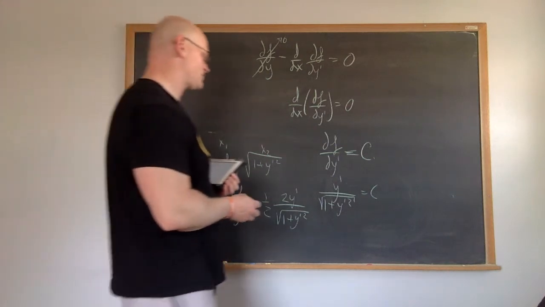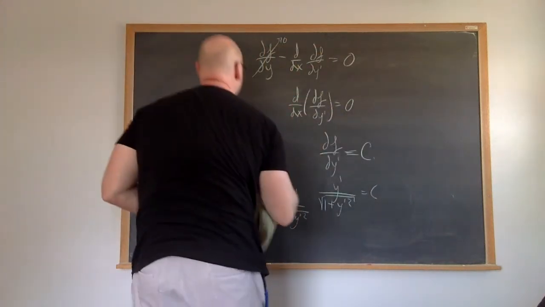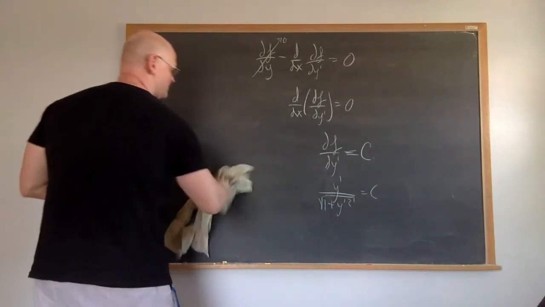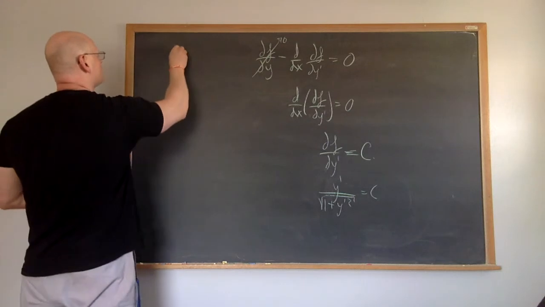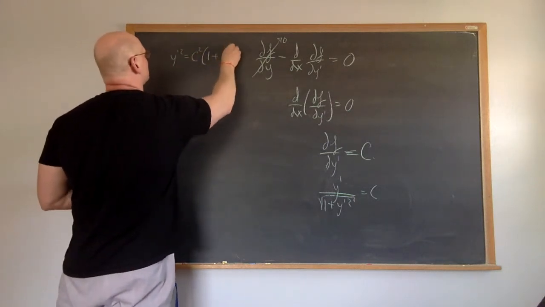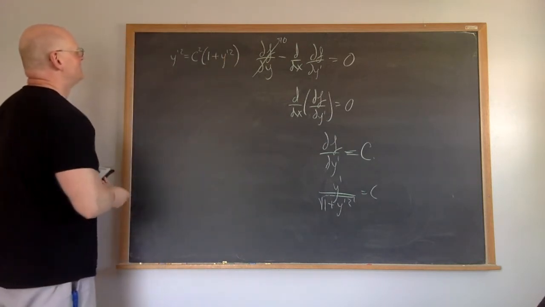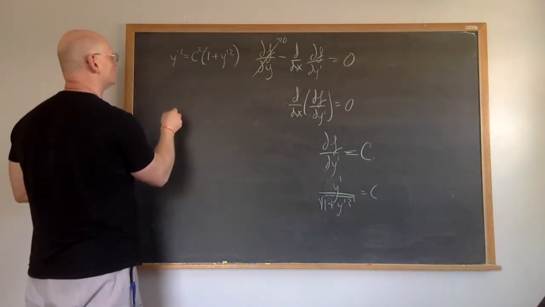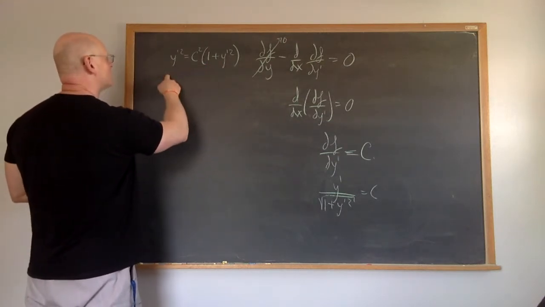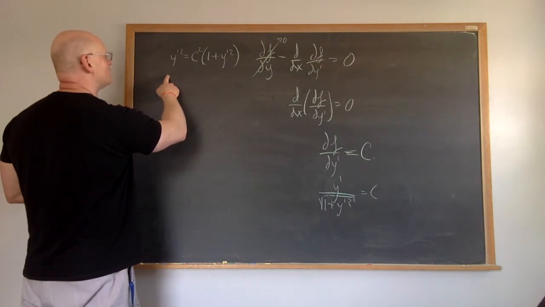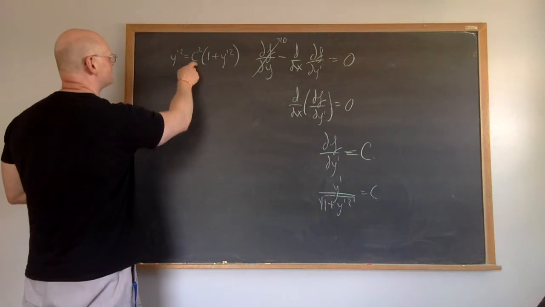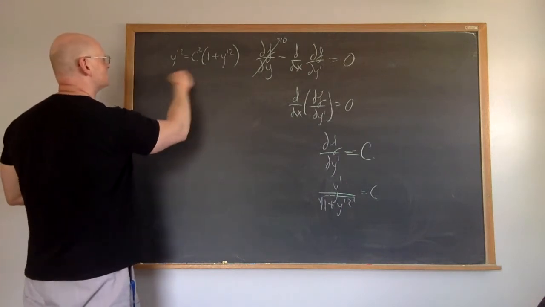Well, let's square both sides. So this tells me that y prime squared must be equal to c squared times 1 plus y prime squared. So let's solve this for y prime. So let's subtract that term. Let's see, how do I want to do that? I suppose it doesn't really matter. Let's keep the c squared positive. So let's subtract this term over here.